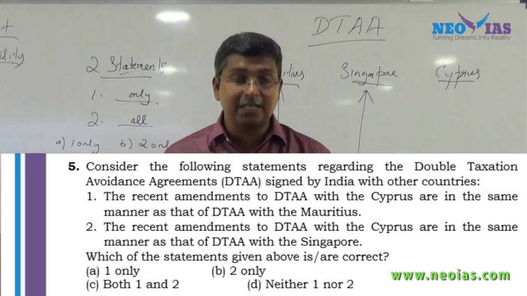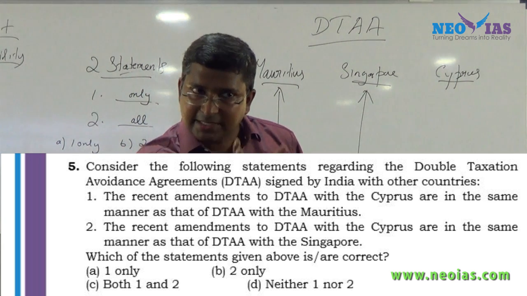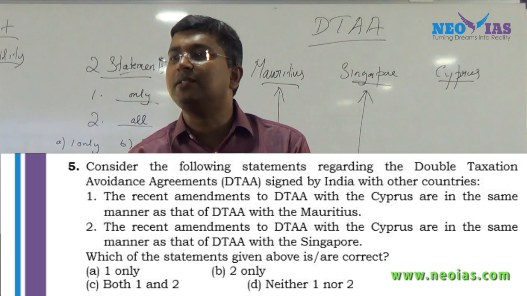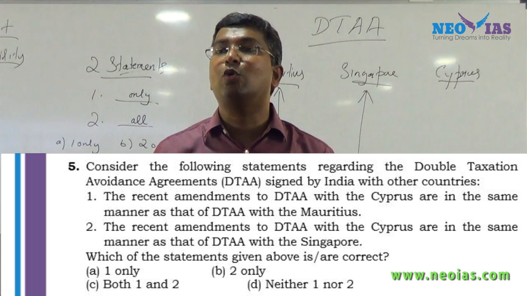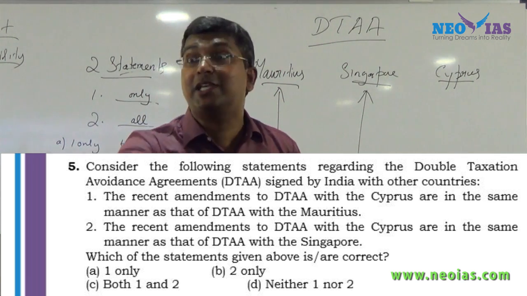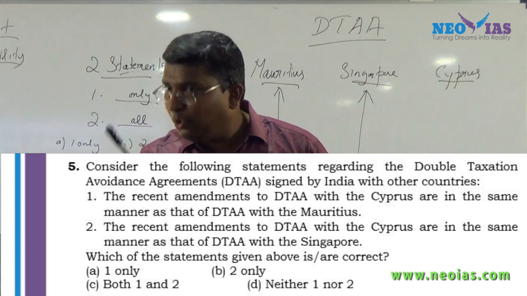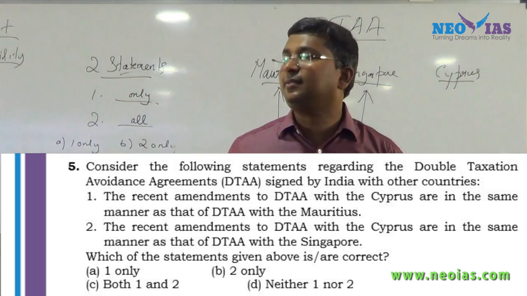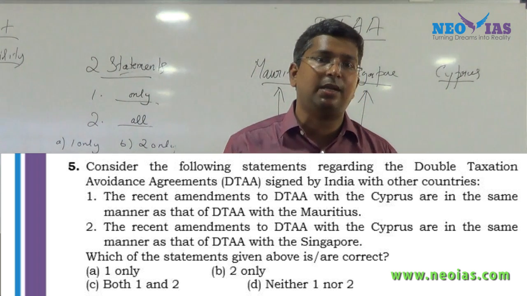Because in the Mauritius DTAA we have already studied that there is a provision that whatever changes happen in the Mauritius DTAA will automatically happen for Singapore. So it means that Mauritius and Singapore are twins. What about Cyprus? Who is Cyprus? Have you read about Cyprus? Cyprus is the only country that India has blacklisted, so you know that Cyprus is a blacklisted country.